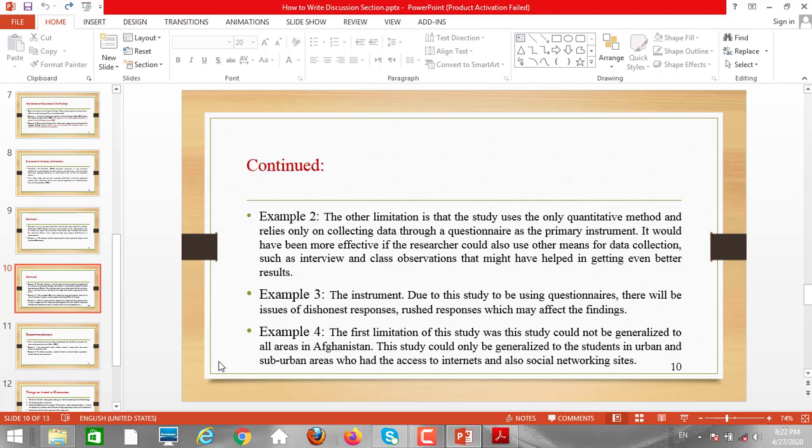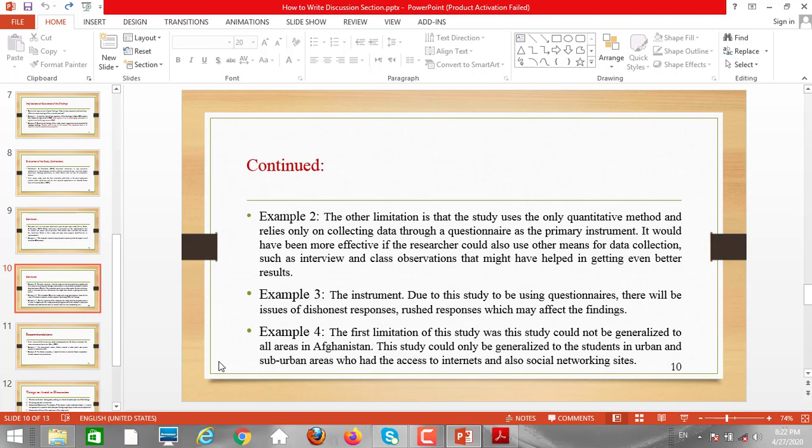So in short, identify your limitations or shortcomings, and provide reasons why they are limitations, or why they are the shortcomings you faced during your research. And also make one or a couple of proposals for modifications. What do you suggest for future researchers so they do not repeat the same mistakes?